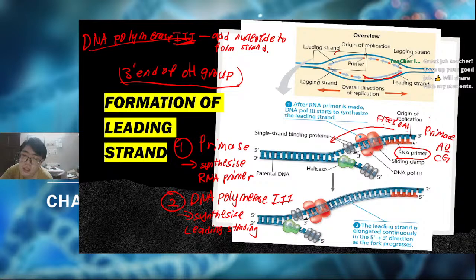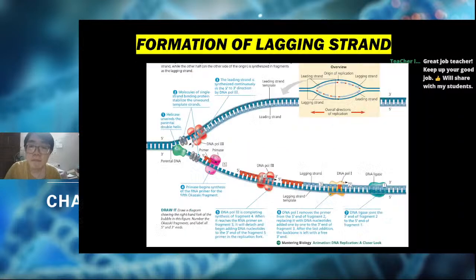So the leading strand is like this. And I already mentioned it is in the 5' to 3' direction. This is important, you must remember it is in the 5' to 3' direction. Okay, so this is the leading strand. I hope you understand the formation of the leading strand. It forms only from the origin of replication to the replication fork. The lagging strand does not have that. Next, I will explain about the lagging strand.